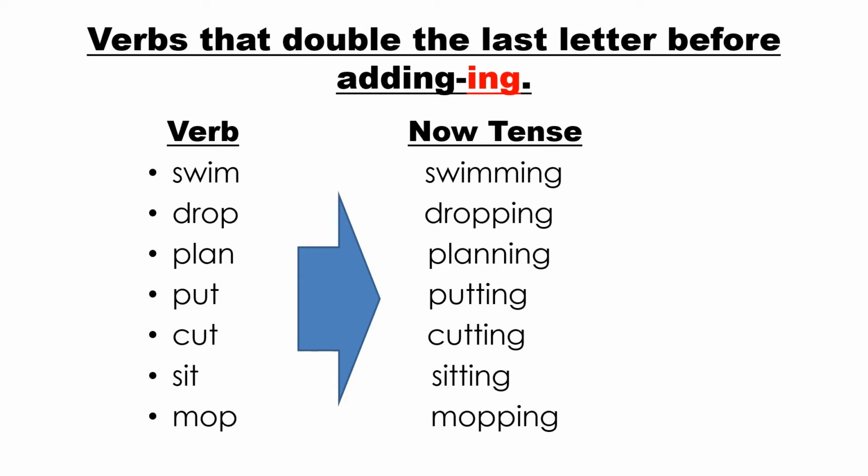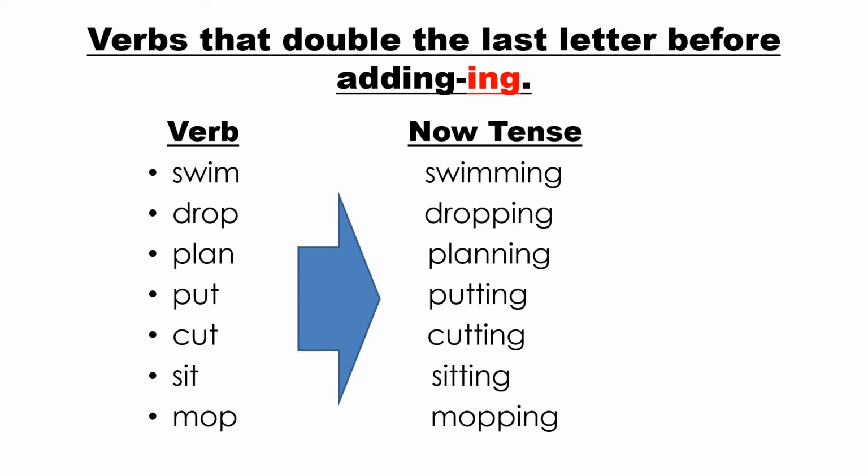Verbs that double the last letter before adding ing. These verbs we first double the last letter, and then we add ing. We don't remove anything, we just double the last letter. Why do we double the last letter? Because these verbs have consonant, vowel, consonant. That's why we double the last letter. Every verb here is consonant, vowel, consonant. So we double the last letter. Right? Okay, let's look at them.